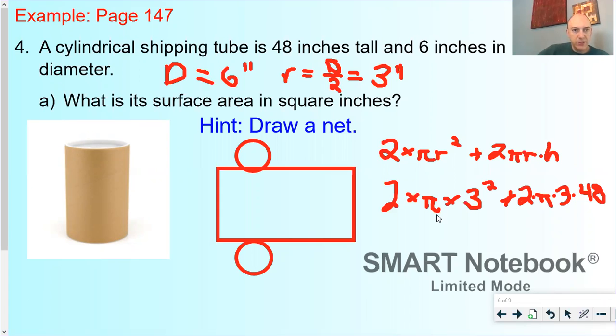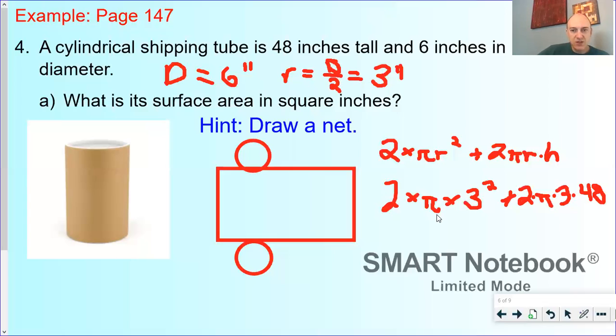Then we're going to add plus 2 times pi times radius, which is 3, times my height of 48. And then we can hit equals. And we can see the full equation here, 2 times pi times r squared plus 2 times pi times 3 times 48. Final answer, 961.327 surface area in square inches.